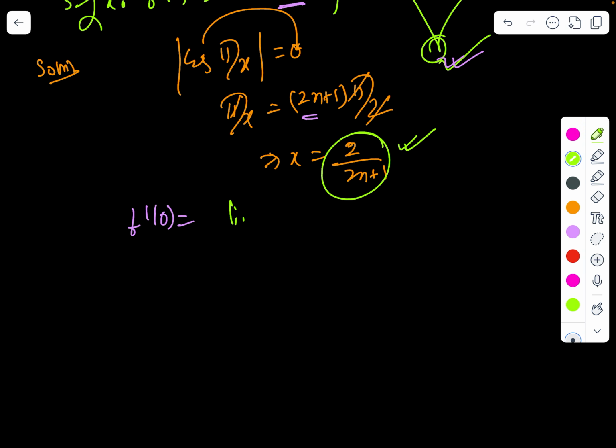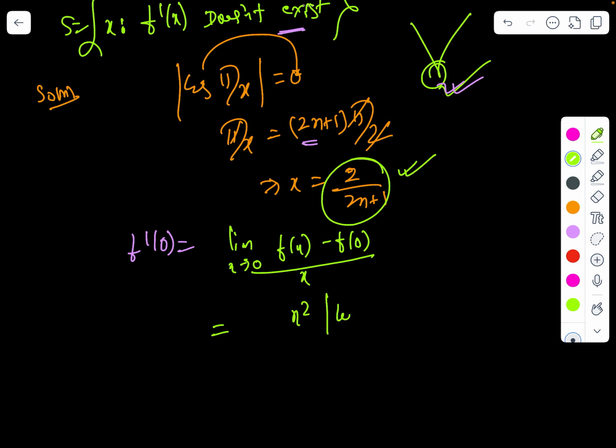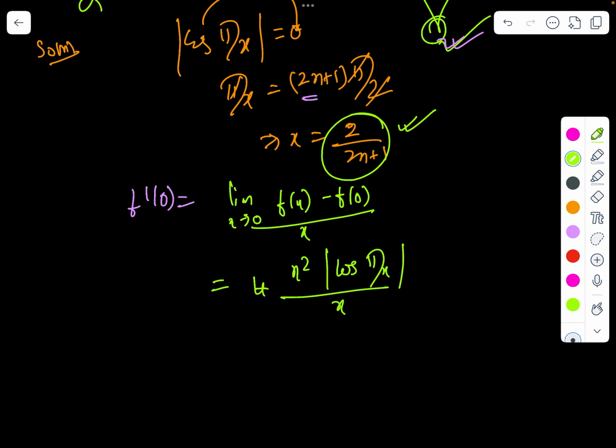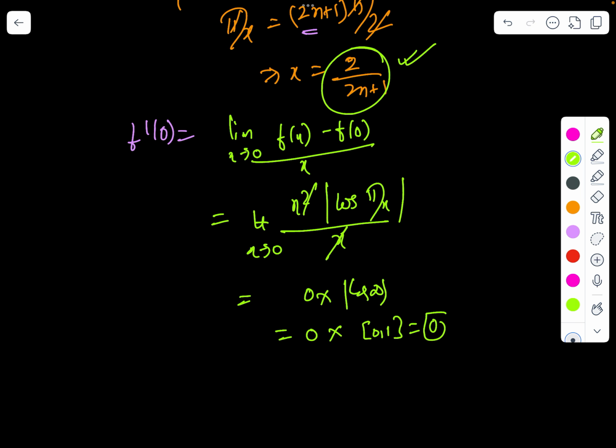So f dash 0, if I take its limit as x tends to 0, f of x minus f0 by x. And here if we apply the definition, f of x is x square mod cos pi by x, minus f0 which is 0, by x. So x cancels and as x tends to 0, this becomes 0 into mod cos infinity, and 0 into something oscillating from 0 to 1, right? So that's anyway finite. So the limit is going towards some finite value. So f dash 0 exists, and it's 0.